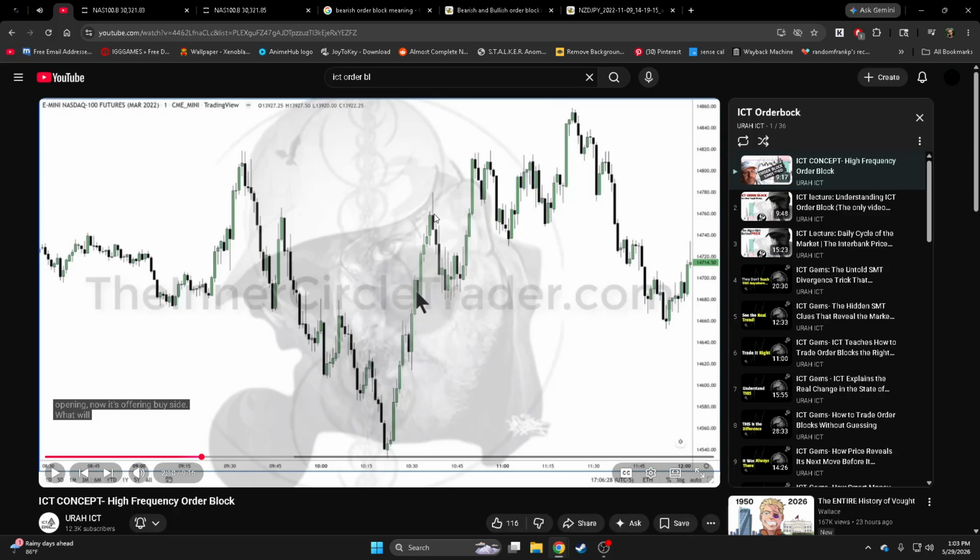Then it ran up again, and if you look, you see these two near equal highs right here. They're around the same region. Then it came back down, and you notice these wicks. What would it be doing after that? It will be looking for buy stops, buy stops, buy stops, because it's offering buy side liquidity.